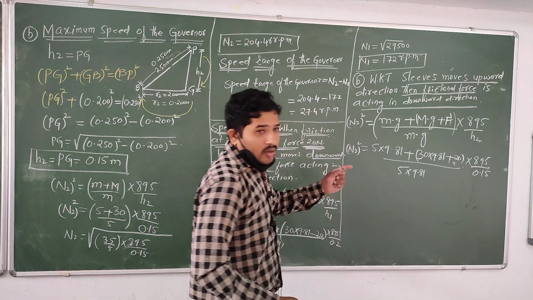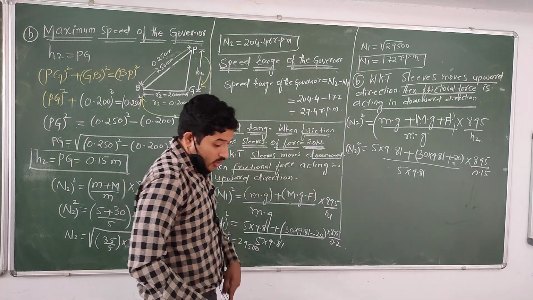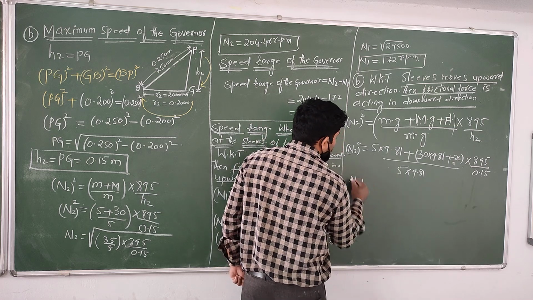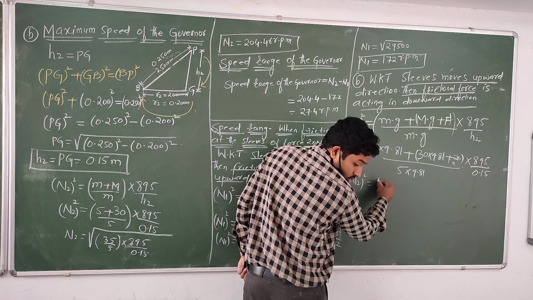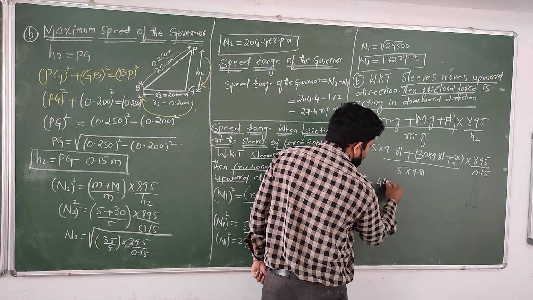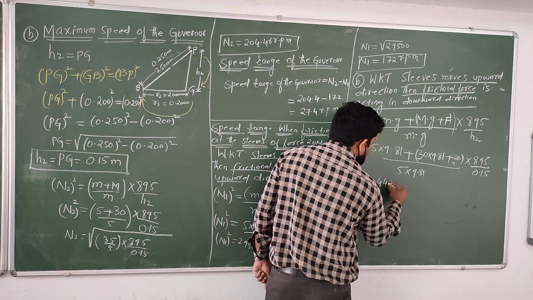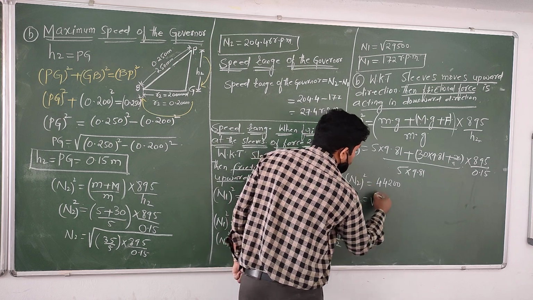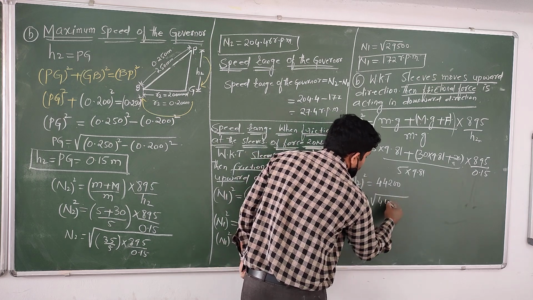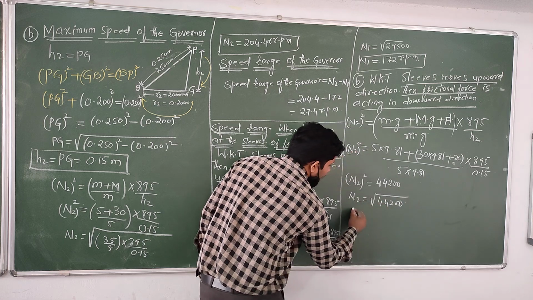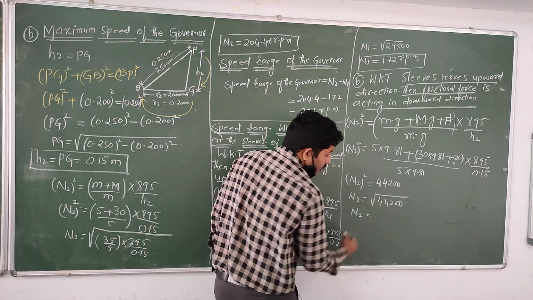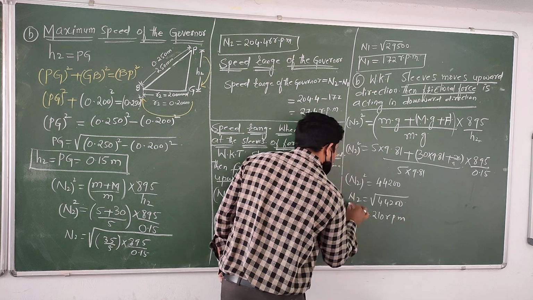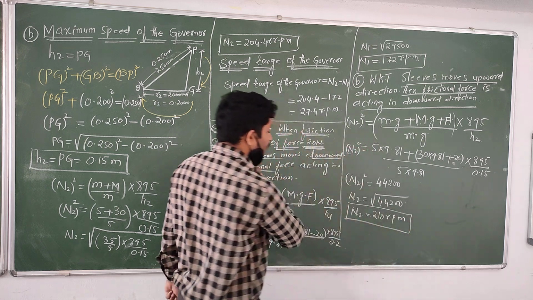So if you have solved with the help of calculator, then you will get the answer N2 whole square equal to 44200. If you remove the square, N2 is equal to under root of 44200, and then you will get the answer is 210 RPM. That is the value of N2.